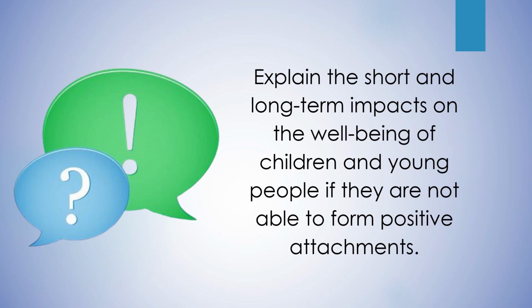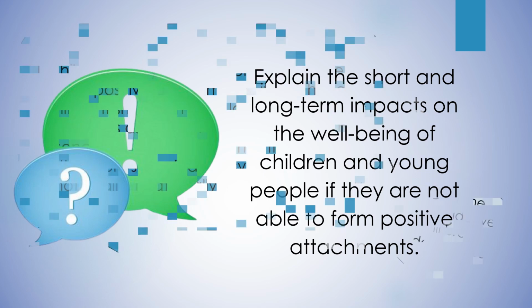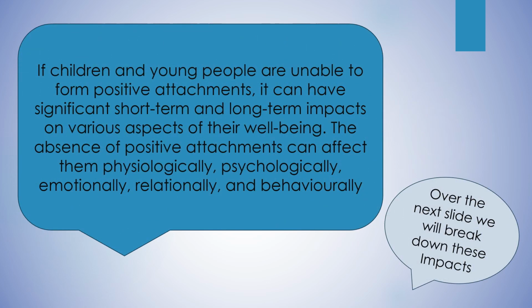So explain the short and long-term impacts on the well-being of a child or a young person if they are not able to form a positive attachment. If children and young people are unable to form positive attachments, it can have a significant short-term and long-term impact on various aspects of their well-being. The absence of a positive attachment can affect them physiologically, psychologically, emotionally, relationally, and behaviourally. That's lots of areas, isn't it? So over the next few slides, we're going to break this down and have a look at what this might look like.